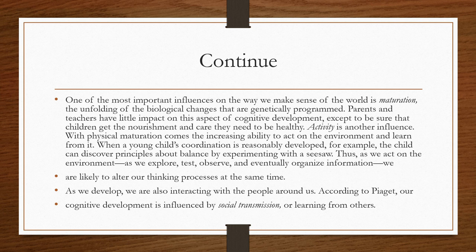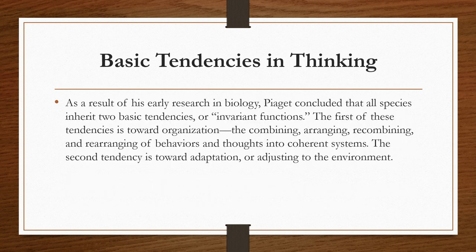Okay, next concept is, as we develop, we are also interacting with the people around us. According to Piaget, our cognitive development is influenced by social transmission or learning from others.